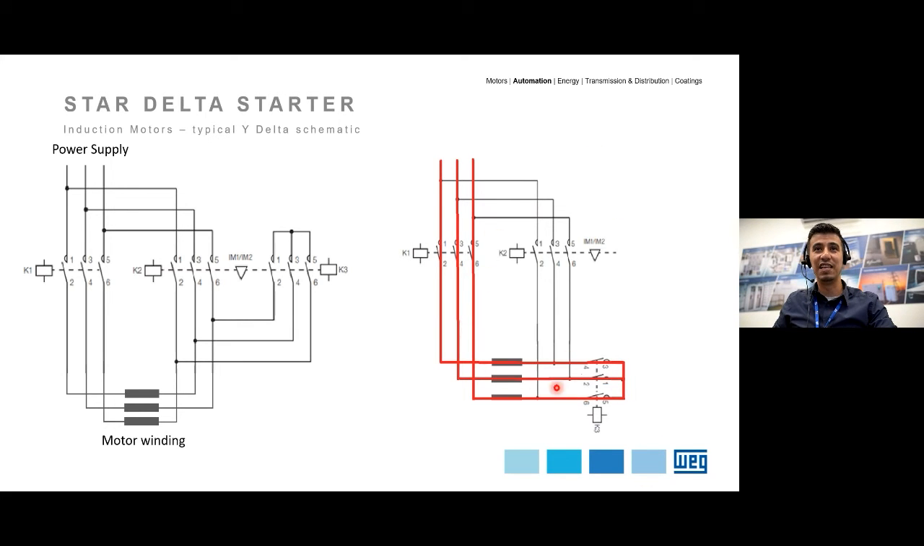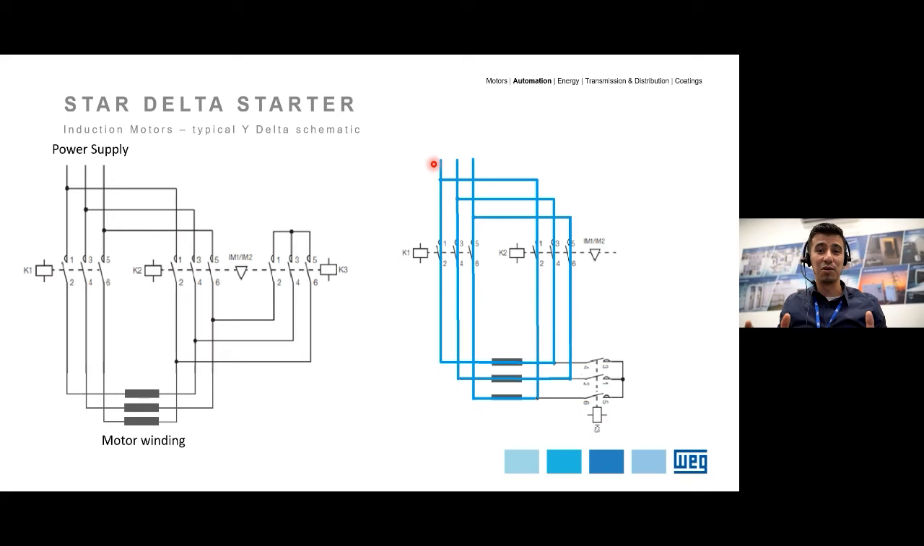So this is clearly a star, right? And then you accelerate, you will have in the command a timer to say when it's time to switch from Y to delta. And when your time is gone, you switch it over then to delta, right? And then you will have something like that, right? You open K3 and close K2. Clearly a delta connection in there, right?